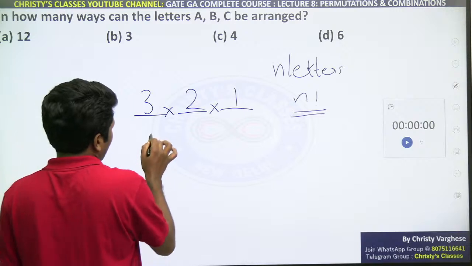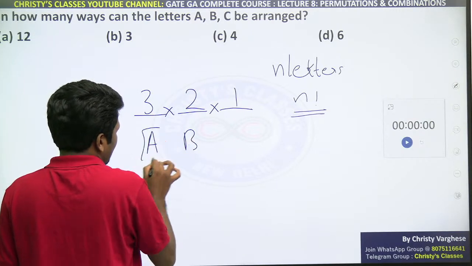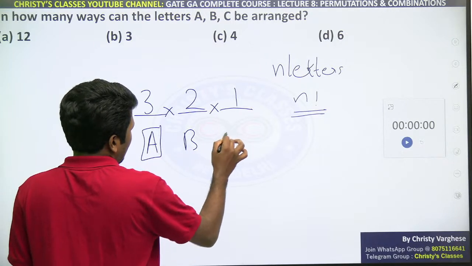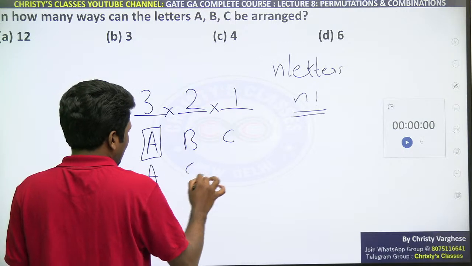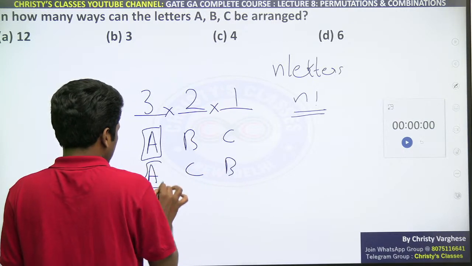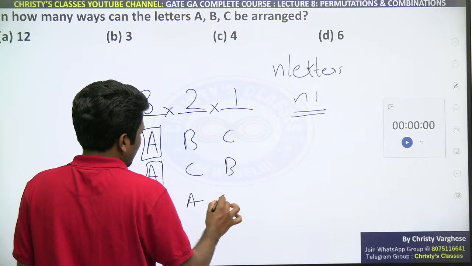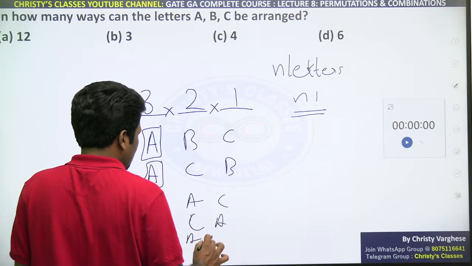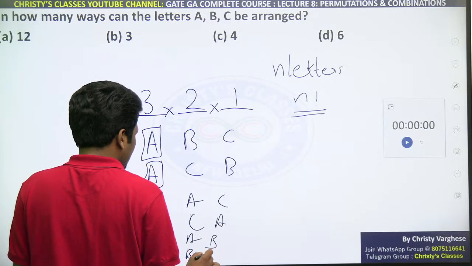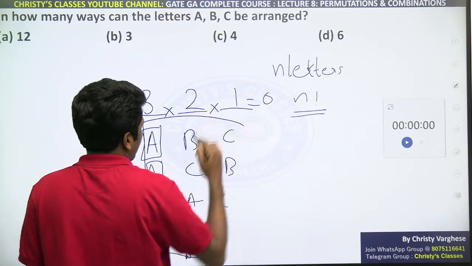वंस अगेन आई विल एक्सप्लेन विथ दीज ABC लेटर्स इटसेल्फ. a फिक्स कर सकता है यहाँ, ऐसा 2 पॉसिबिलिटी है, ABC, ACB. b फिक्स करके ऐसा 2 पॉसिबिलिटी है, BAC, BCA. सिमिलरली C फिक्स करके CAB, CBA. These are the 3 into 2 into 1, 6 possibilities.